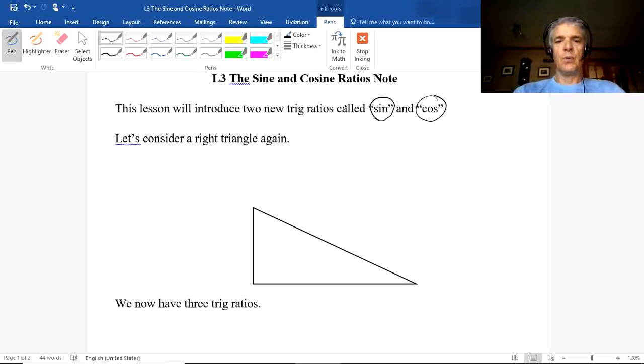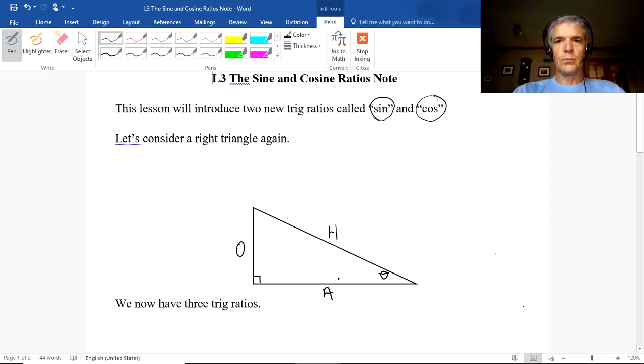So if we look at the right triangle again, once again I'm going to put a reference angle in, and of course I'm going to mark my right angle here. And then I'm going to label my three sides appropriately. So across from the right angle is my hypotenuse. Across from my reference angle is my opposite, and alongside it is my adjacent.